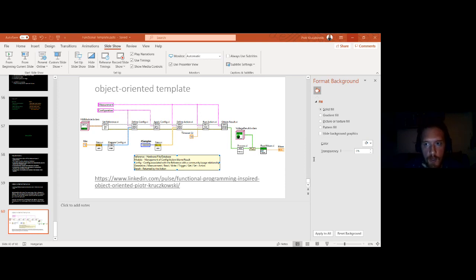Yes. And question from John. Can LabVIEW 2020 interfaces be leveraged to help in some way? The answer is yes, absolutely. And the template that I'm sharing here uses them. So absolutely.